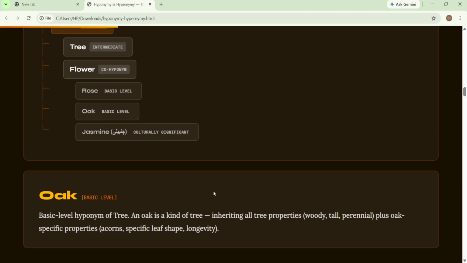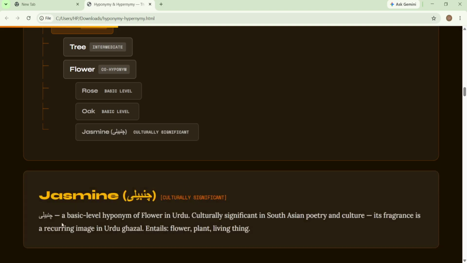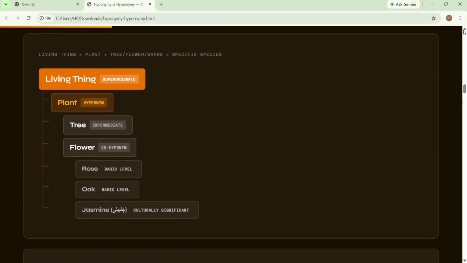Now let's look at oak, a basic level hyponym of tree. Oak is a kind of tree, inheriting all tree properties plus oak-specific properties. Then jasmine, which is chambeli in Urdu, a basic level hyponym of flower. Culturally significant in South Asian poetry and culture. Its fragrance is a recurring image in Urdu ghazal. Entails flower, plant, living thing. I was saying flower, which is basically wrong. It is flower. Tongue slip.